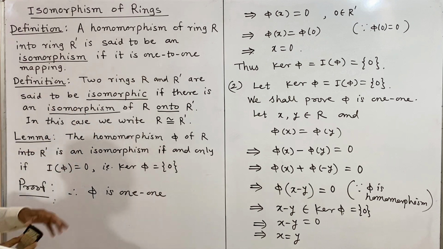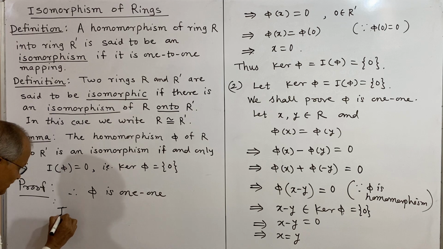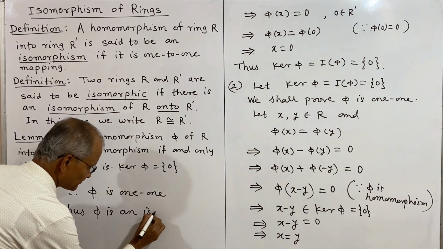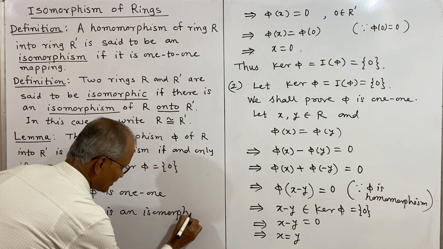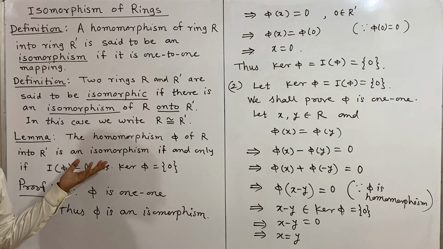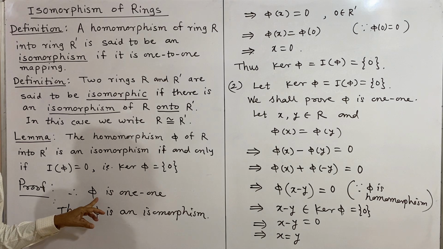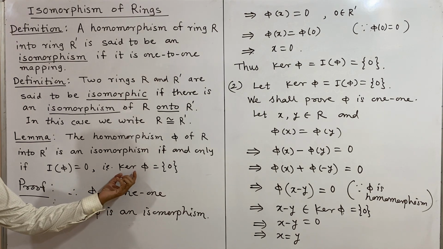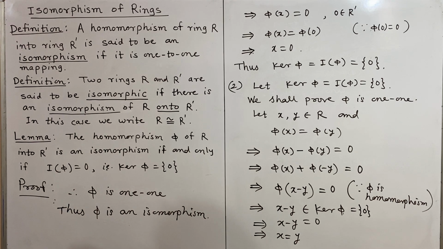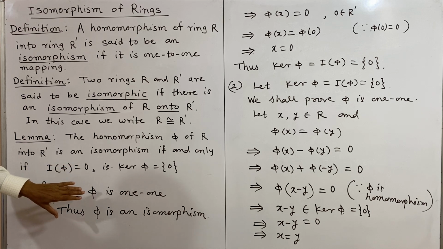And because phi is a homomorphism, phi becomes an isomorphism, and thus phi is an isomorphism. So this proves the lemma, and thus the lemma provides us a necessary and sufficient condition for a homomorphism to become an isomorphism. We only need to prove kernel phi is 0, then it is an isomorphism. So this is about the definition of isomorphism and a result on isomorphism.